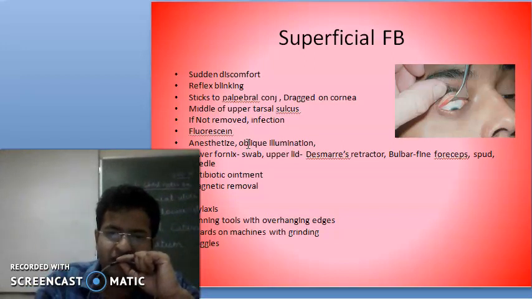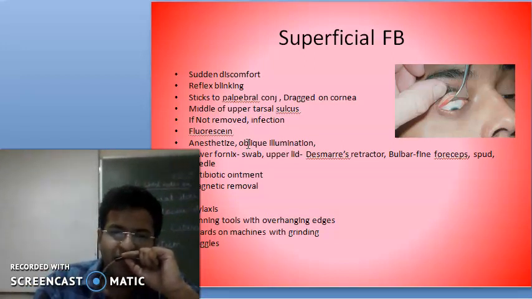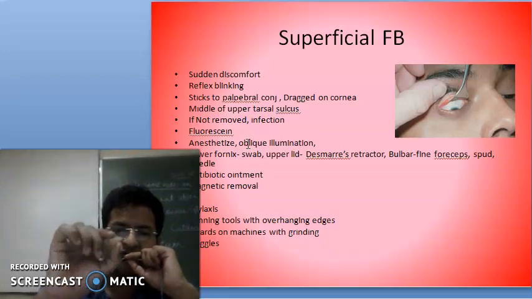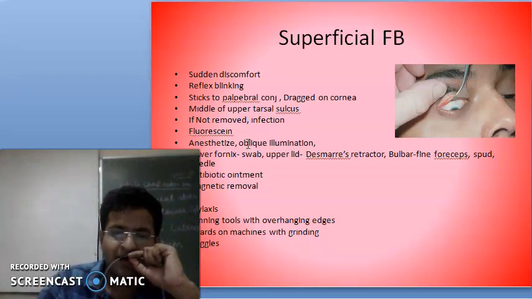We should remove this. The lower fornix swab can be used, and the upper lid has to be double everted using the Desmarres retractor. If the foreign body is on the bulbar conjunctiva, we can use a fine forceps or spud or needle and remove the foreign body. Antibiotic ointment has to be given. Magnetic removal in case of the iron bodies can be done.